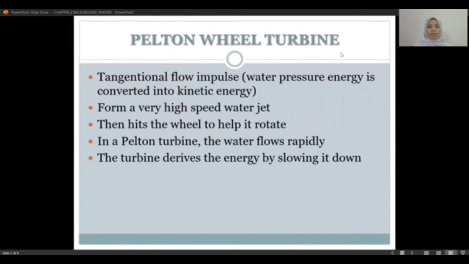Next, this is the theory about the Pelton wheel turbine. The Pelton wheel turbine is a tangential flow turbine, in which water pressure energy is converted into kinetic energy. It forms a very high-speed water jet, which then hits the wheel to help it rotate. In a Pelton turbine, the water flows rapidly, and the turbine derives the energy by slowing it down.